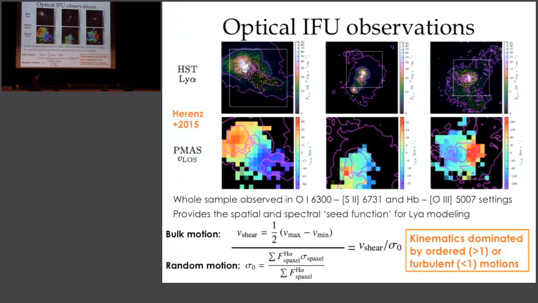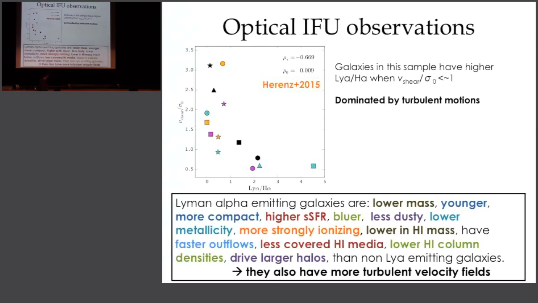Ordered rotation if this is more than one, dominated by turbulent motions if it's less than one. We plot this for the entire sample: Lyman-alpha over H-alpha, essentially escape fraction, on the x-axis here, and this shear over dispersion on the y-axis. When this is high, ordered motion dominates, and these could be described as rotationally supported. When this is low, below about 1 down here, then you would say that turbulent motions are dominating the ionized interstellar medium. And it's down here, when turbulent motions dominate the interstellar medium, that we see the strong Lyman-alpha emitters.